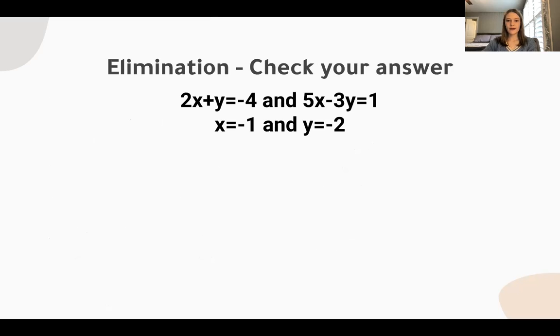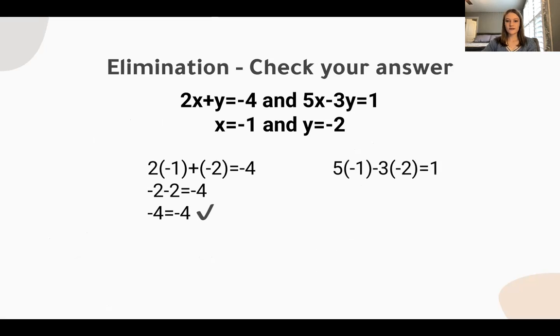So we're going to plug those back into the original equations to check our answers. For the first one, we have 2 times negative 1 plus negative 2 equals negative 4. So negative 2 minus 2 equals negative 4, which is correct. So now we need to try the other equation. We'll have 5 times negative 1 minus 3 times negative 2 equals 1. Negative 5 plus 6 equals 1. So 1 equals 1. That means the values we found in this example of negative 1 and negative 2 are correct.